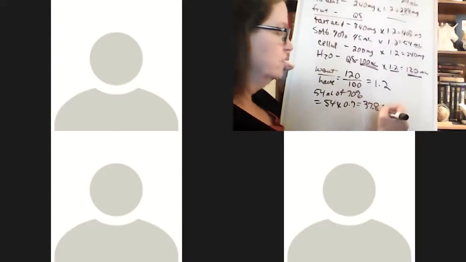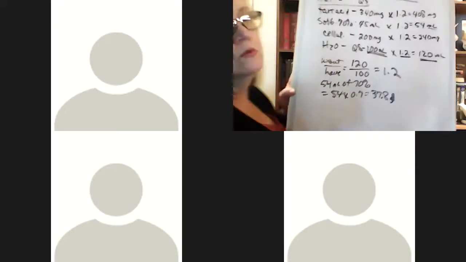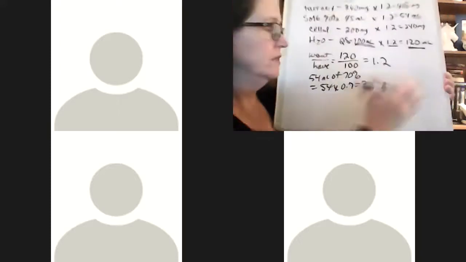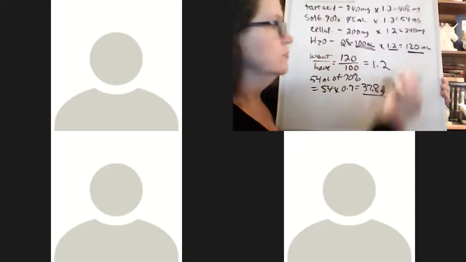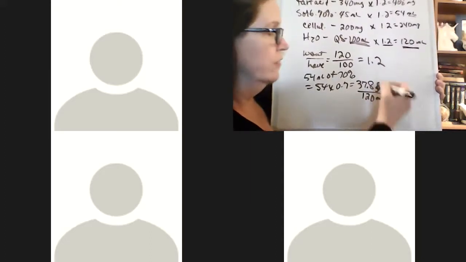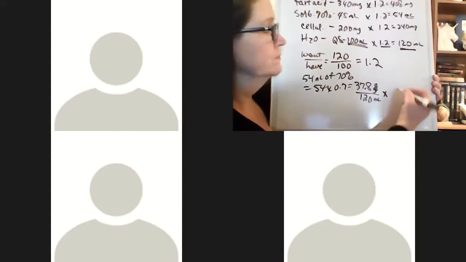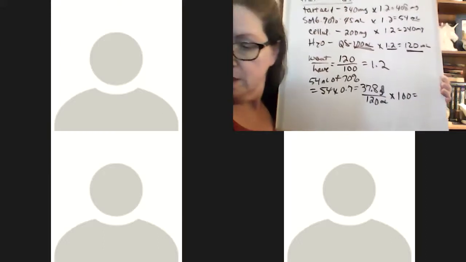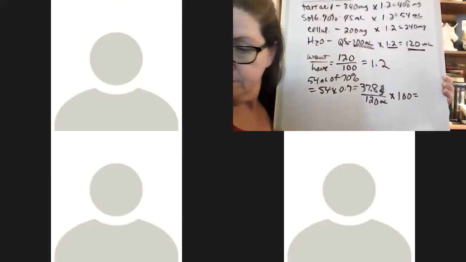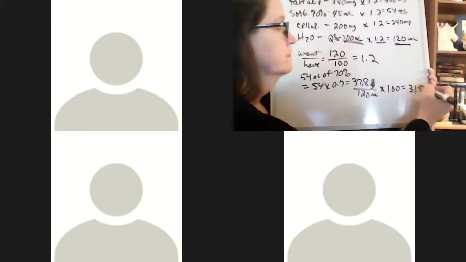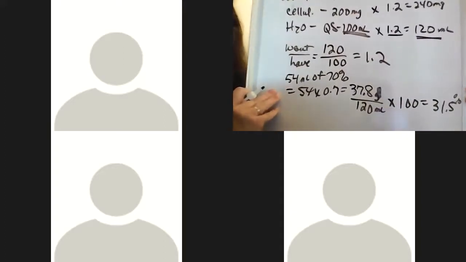37.8, and we'll call this grams of active ingredient because I don't know whether sorbitol is measured in milliliters or grams. We'll call it grams, and we're going to put it over our total amount, 120 grams over milliliters, times 100. Equals 37.8 divided by 120 times 100, 31.5. So it ends up being 31.5% in your final preparation.